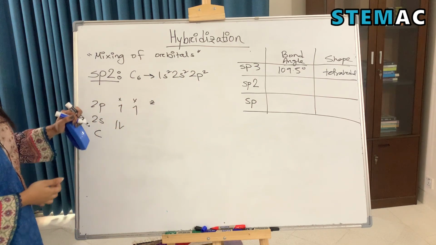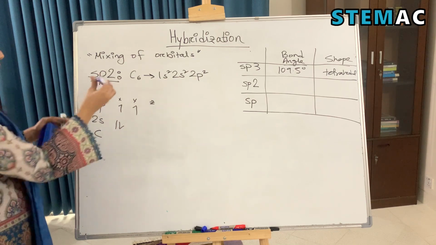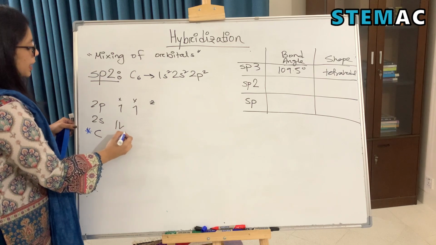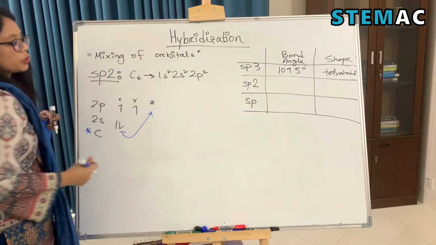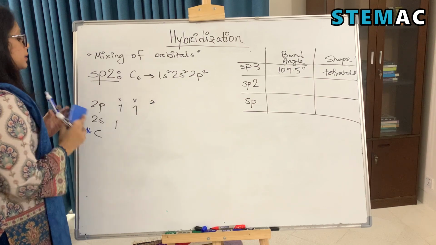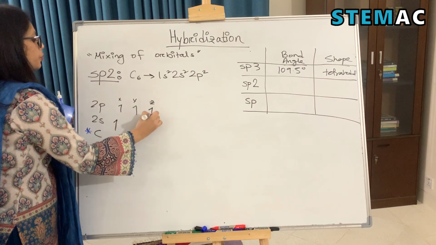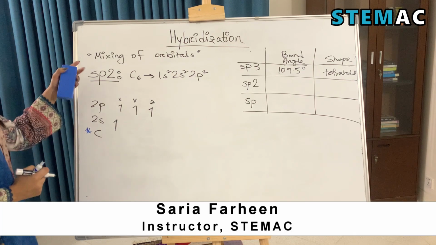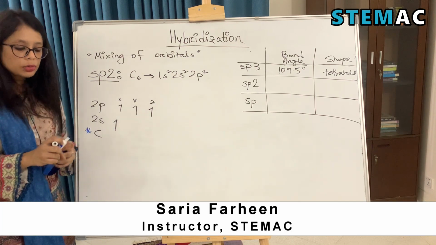And now, what happens when the carbon becomes excited to form bonds? One of the electrons from the s orbital jumps up to the 2pz orbital, and hence now carbon has 4 electrons to form bonds in its outermost shell. So what happens in the case of sp2 hybridization?